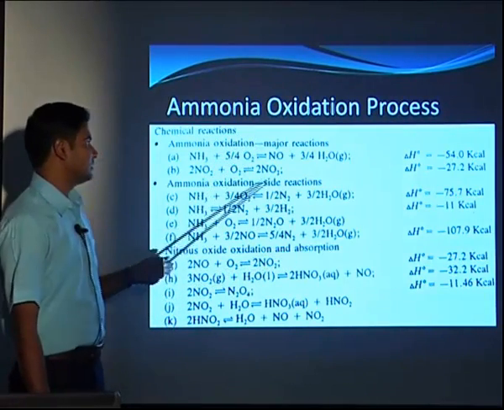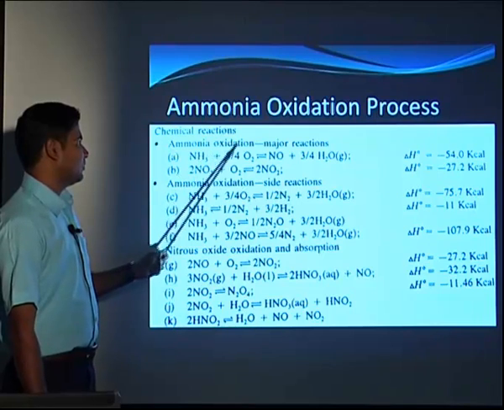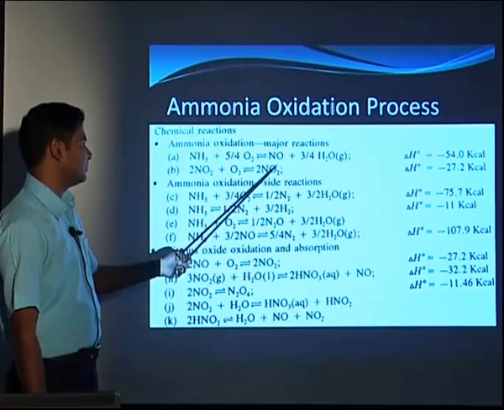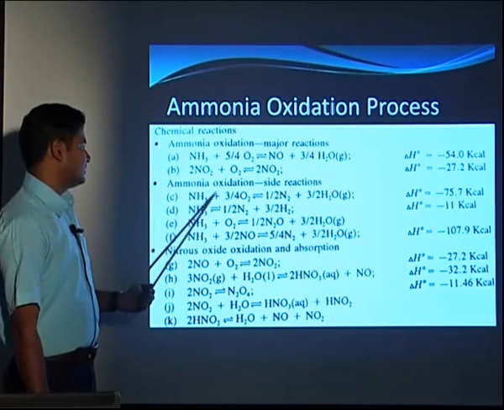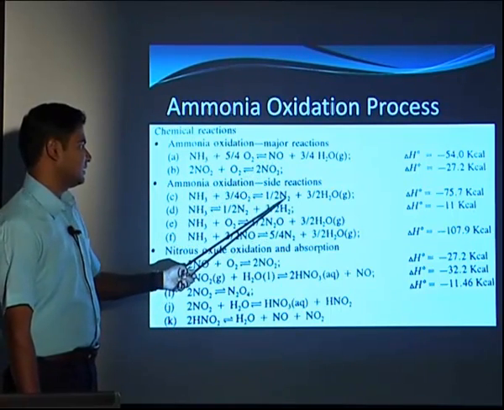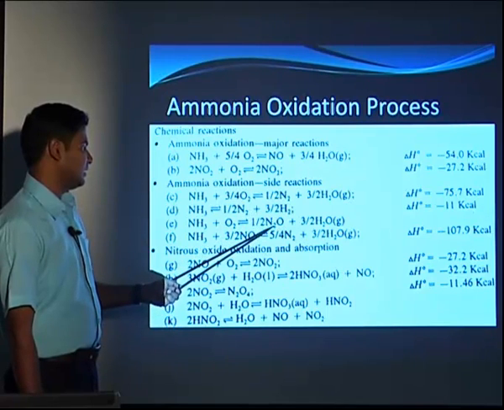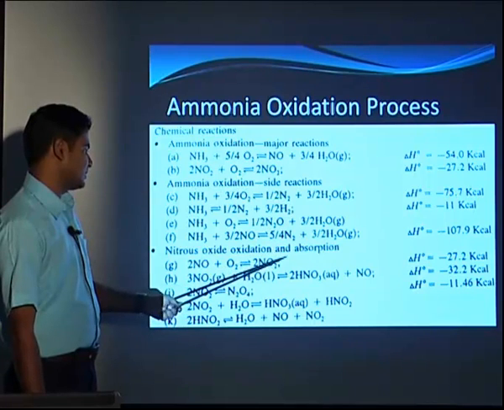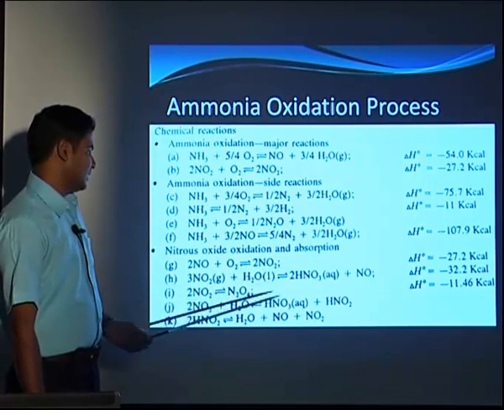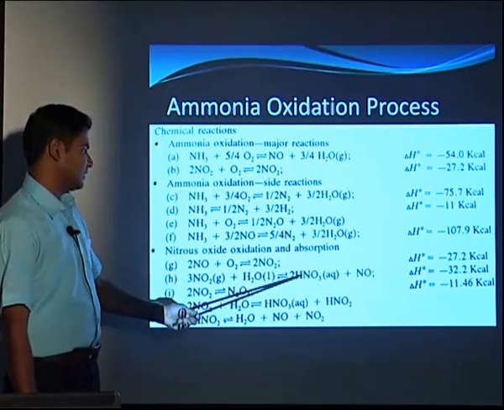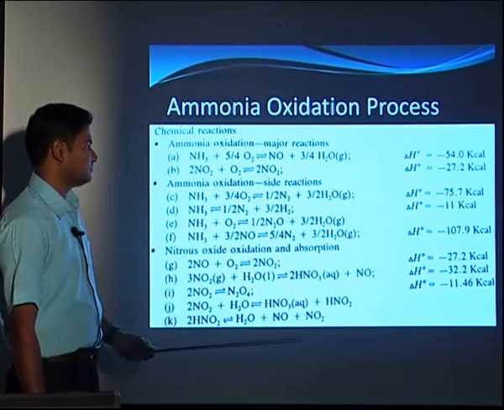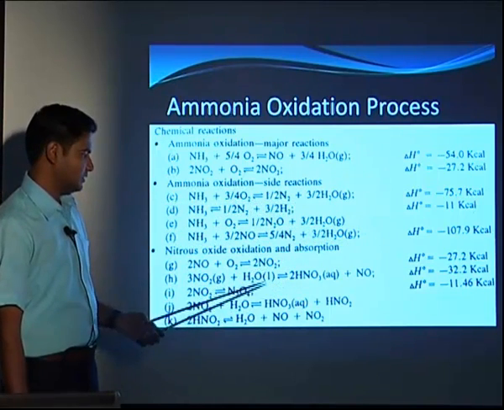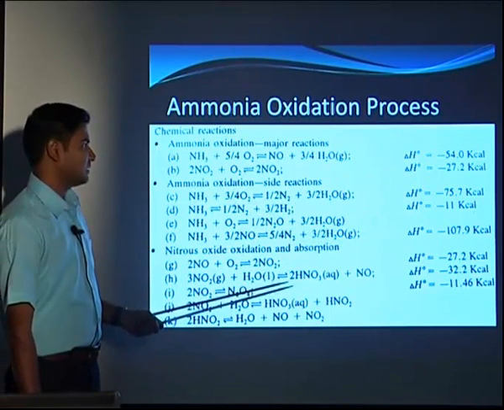In the ammonia oxidation process, we have the ammonia oxidation as the major reaction. Ammonia is oxidized to form NO. Then side reactions may take place producing nitrogen and N2O. And then we have nitric oxide oxidation and absorption to form NO2, and NO2 reacting with water gives nitric acid. You can see all the reactions are exothermic, so a tremendous amount of energy is released.